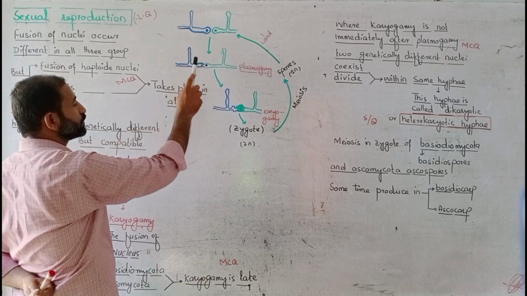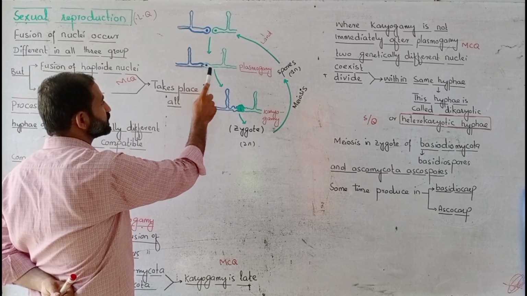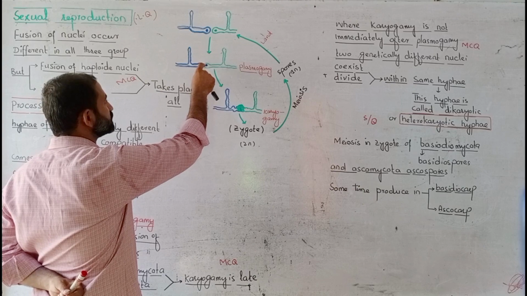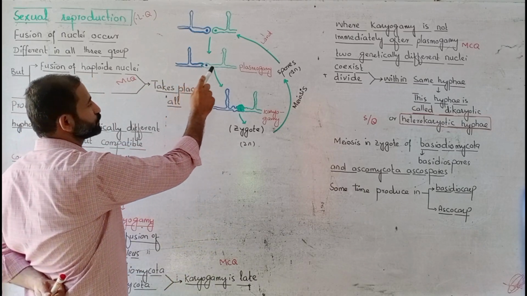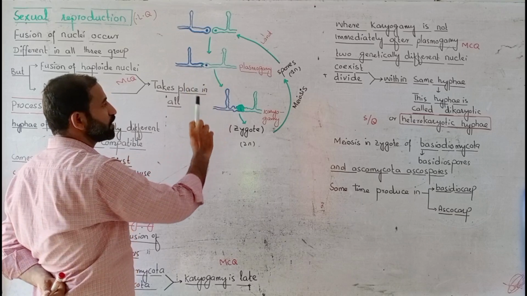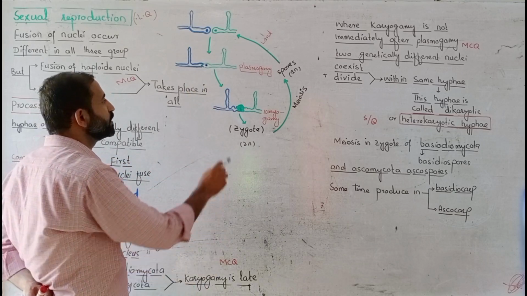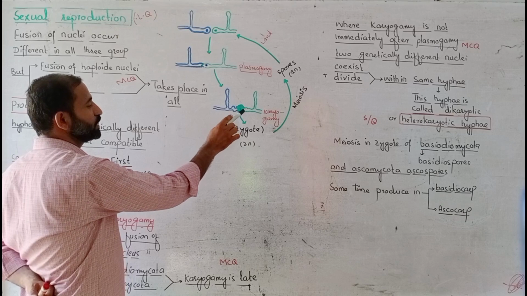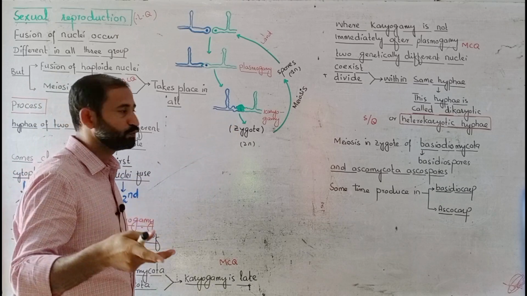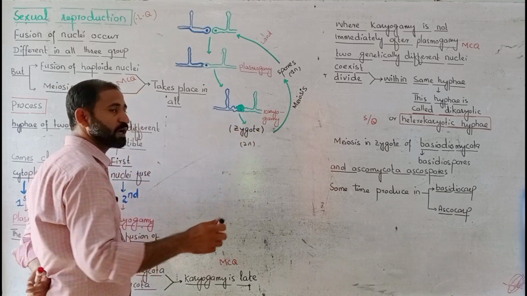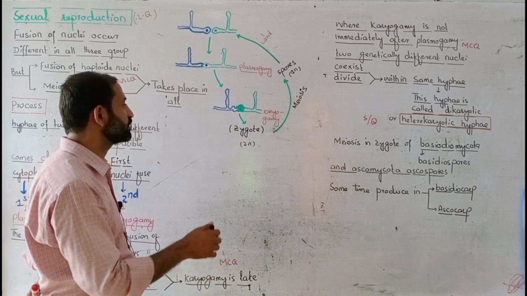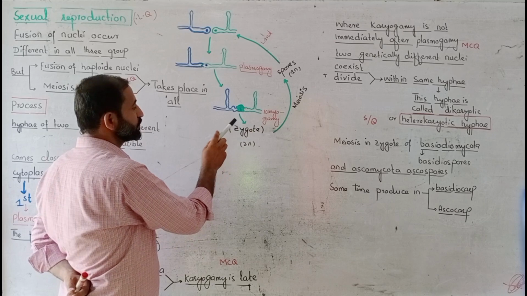When these hyphae come close together, their cytoplasm fuses together, and this is called plasmogamy. After plasmogamy, their nuclei also fuse. When their nuclei fuse together, this process is known as karyogamy.